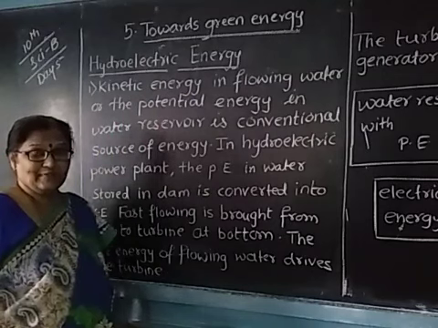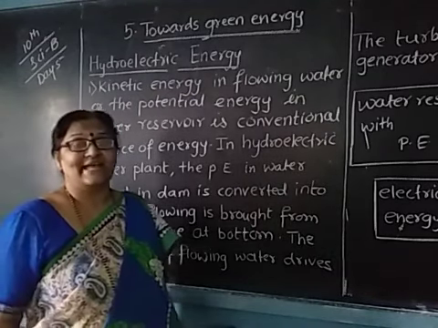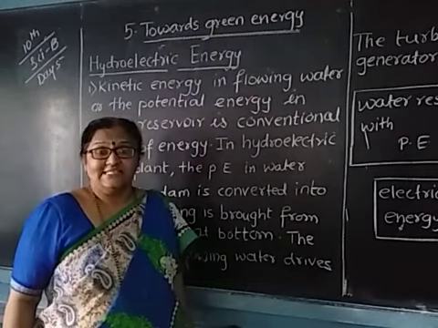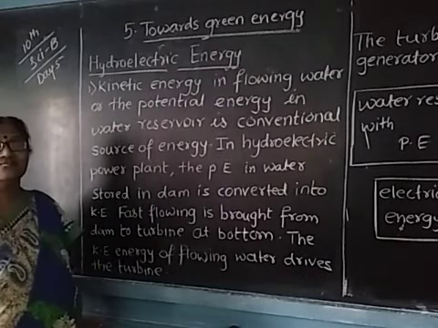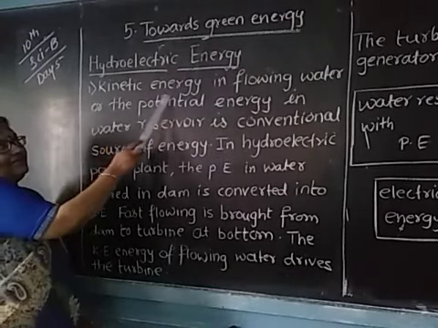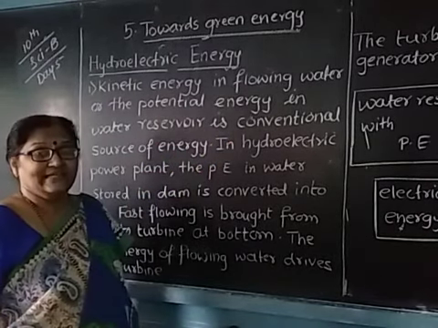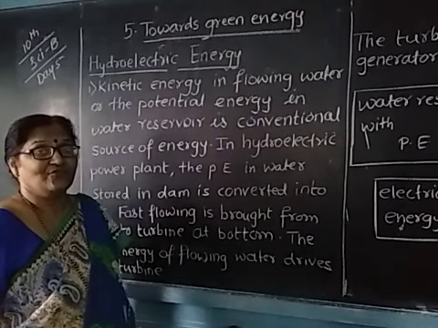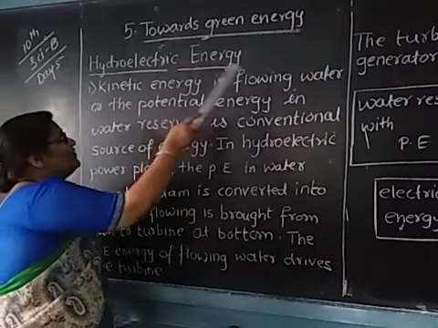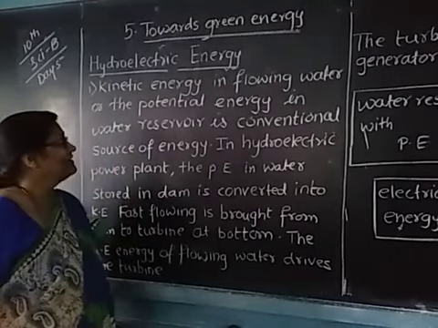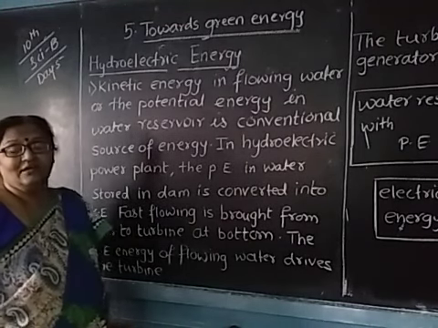Hydroelectric power plant means wherever you see that the water is stored in dams. Now this dam acts as a hydroelectric power plant. How is that? We are going to see here. Kinetic energy in flowing water. Whenever you see a dam, there is always water flowing from the top to the bottom. Now the kinetic energy in the flowing water or the potential energy in the water reservoir is a conventional source of energy.